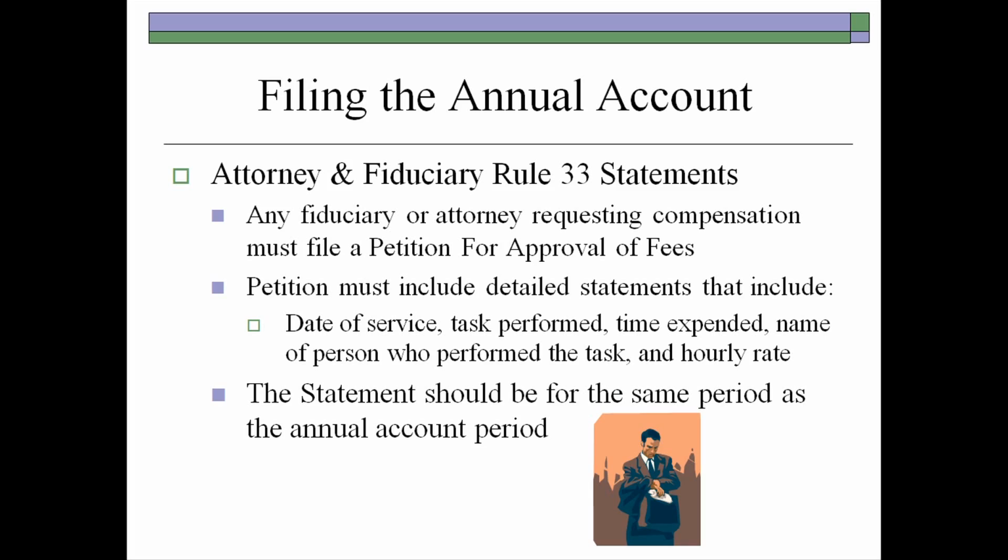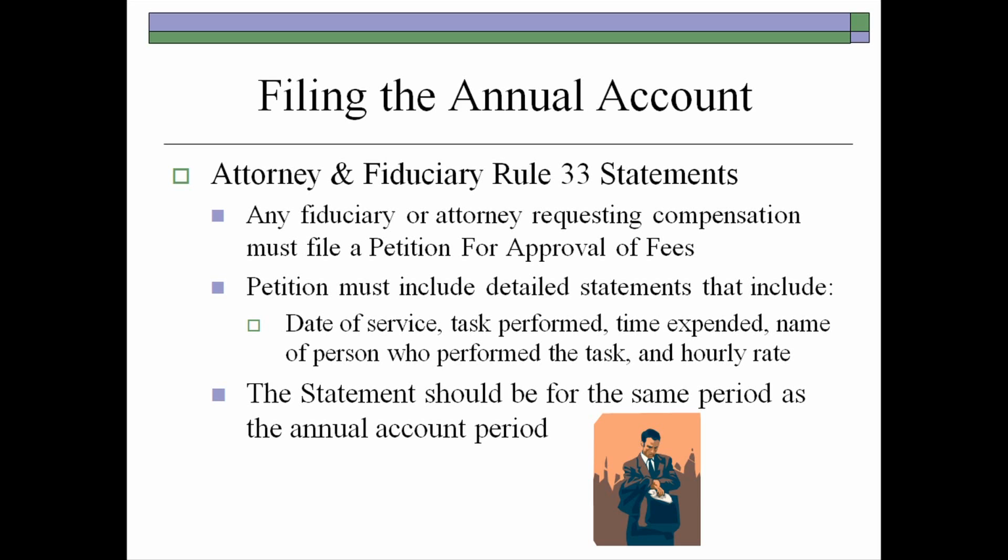Any fiduciary or attorney that is requesting payment for their fees and costs must submit a fee statement as per Rule 33. The petition for the fee statement must include the detailed statements of what the tasks were that were performed for the benefit of the protected person. The itemized information included in the fee statement must include the date, the task performed, the time, the name of the person who did the task, and the hourly rate being charged for that particular task.